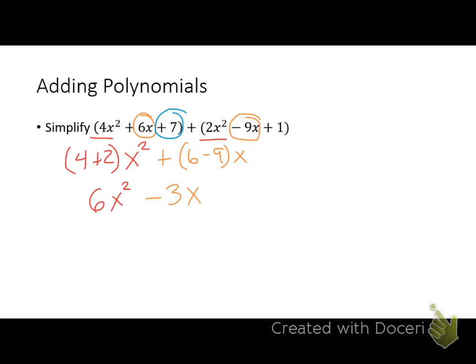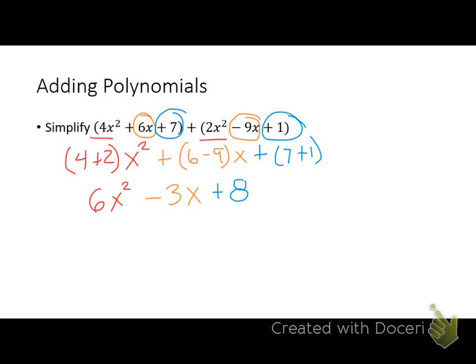So last but not least, we have our constants. And so I'm going to have plus, that's going to be 7 plus 1. I don't have a variable to put on the outside of the parentheses, which is okay. So 7 plus 1 is 8. So adding polynomials makes it really nice.